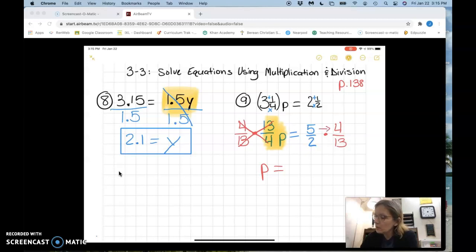And then we're going to multiply the top numbers, the numerators, and multiply the denominators. So I have 5 times 4, which is 20, and 2 times 13, which is 26. And I can divide each of those by 2 to break this down a little bit. So let's do that to get it in simplest form. 20 divided by 2 is 10. 26 divided by 2 is 13.